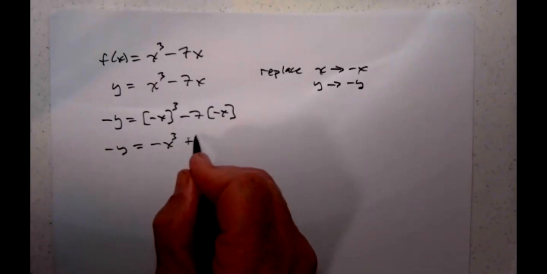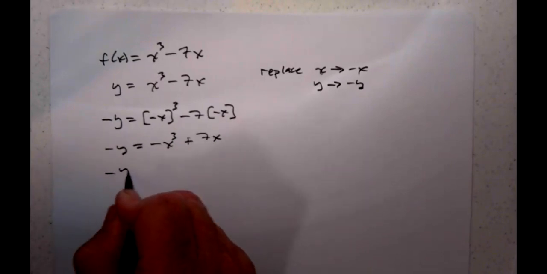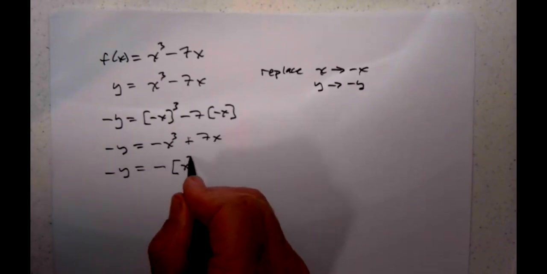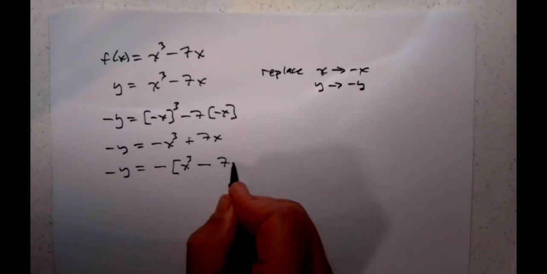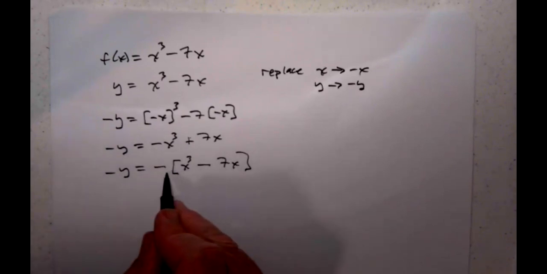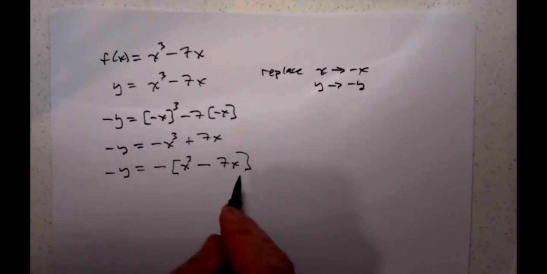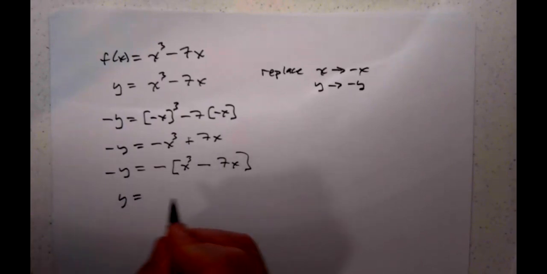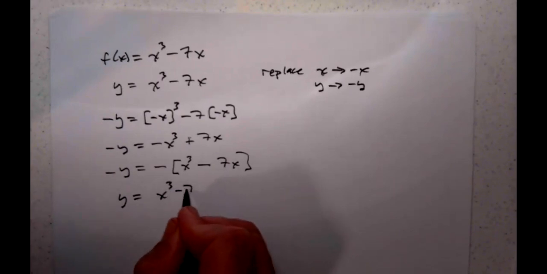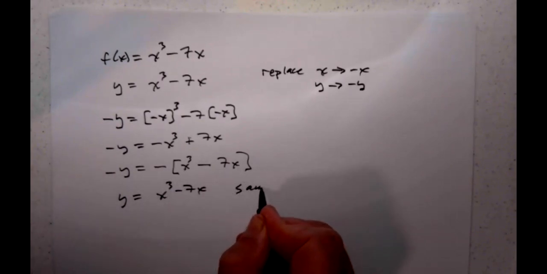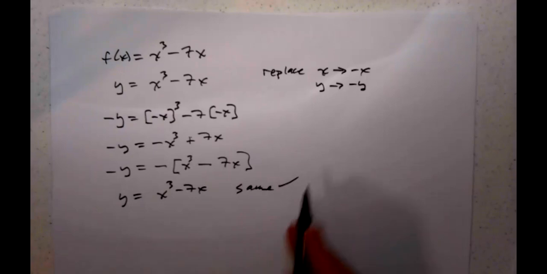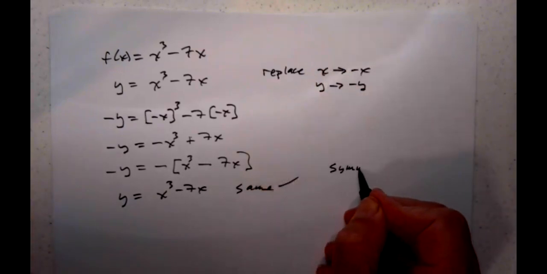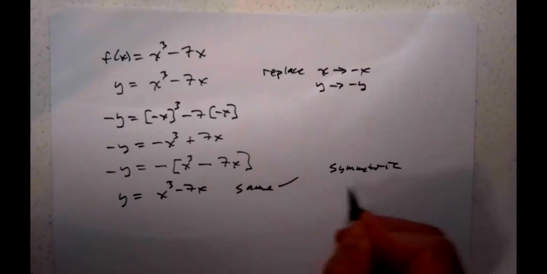And we get negative y is negative x cubed minus 7 times negative x, which is plus 7x. So negative y is, factoring out a negative here, negative x cubed minus 7x. You see how that behaves? Negative x cubed, negative, negative, plus 7x. So if I multiply or divide both sides by negative 1, this becomes y equals x cubed minus 7x. Same. Check. So what is this going to be? If I replace both and it's the same, it is symmetric with respect to the origin.